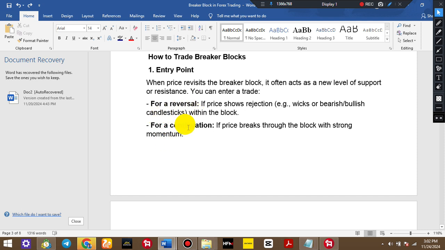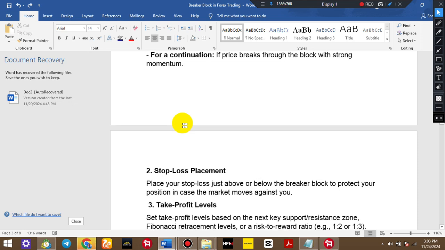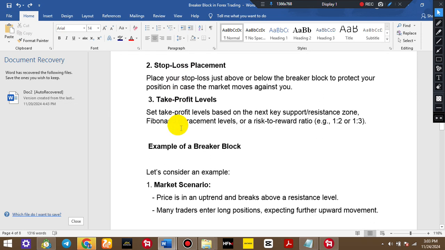for a reversal, if price shows rejection, e.g. wicks, bullish or bearish within that block, that means it's going to be dropping or showing wicks at that zone. For a continuation, if price breaks through the block with strong momentum, that means price is going to continue towards the upside. Is that clear? It means price is going to continue towards the upside. And if it's downside, if price gives you a big engulfing bar, it indicates that price is going to continue in the downside.